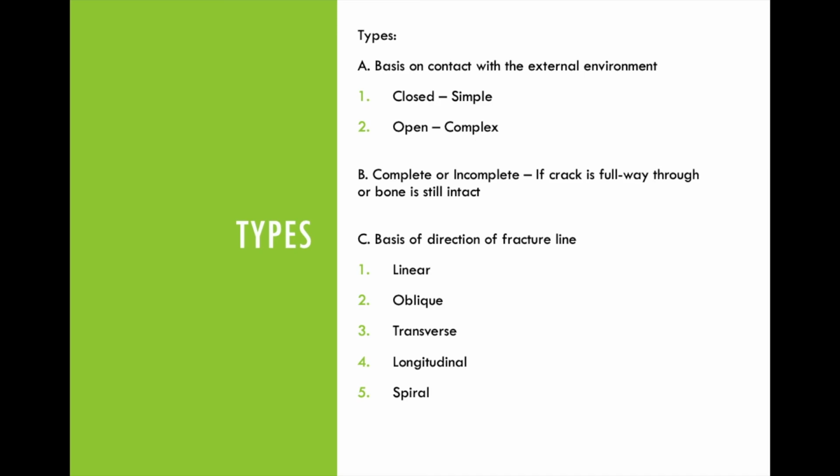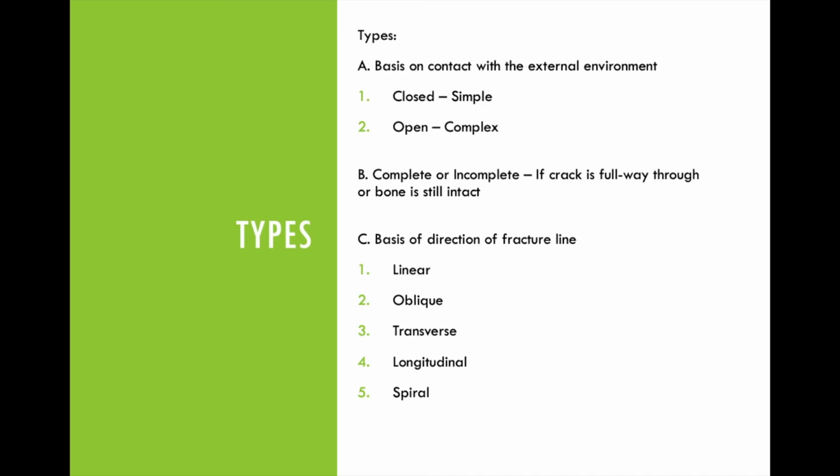So if it's a closed fracture, that means that the bone did not penetrate through the skin and it didn't break the skin. And if it is an open or complex fracture, that means that the bone fractured, it broke, and it literally went through the skin. So you could physically see the bone outside of the patient's leg, arm, wherever the fracture is. Okay, so when you're thinking about closed and open, think about the skin.